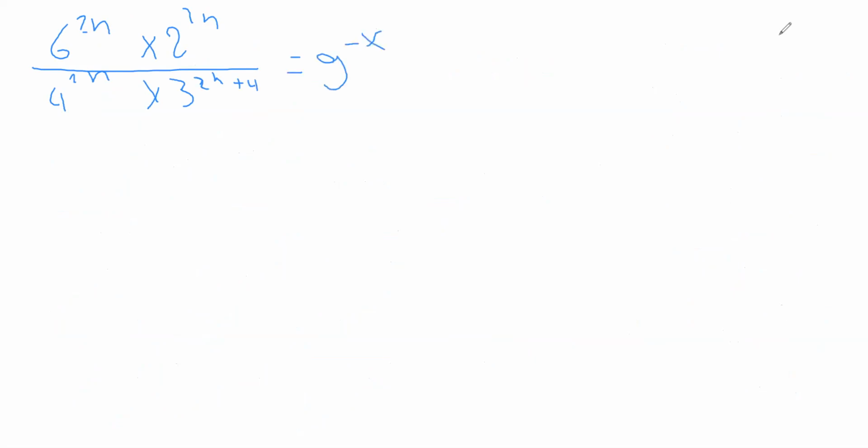Okay, the last one in this type of questions: 6 power 2n times 2 power 2n over 4 power 2n times 3 power 2n plus 4 equals 9 power negative x.